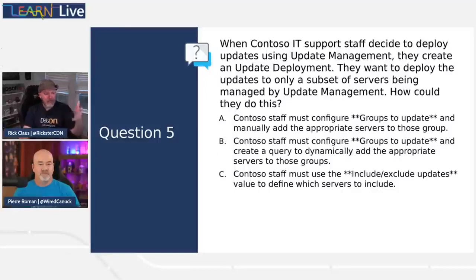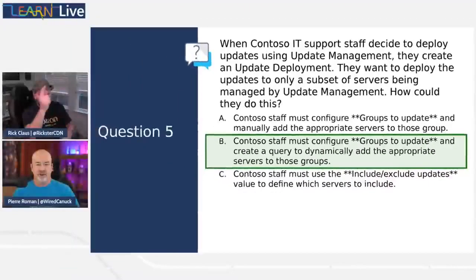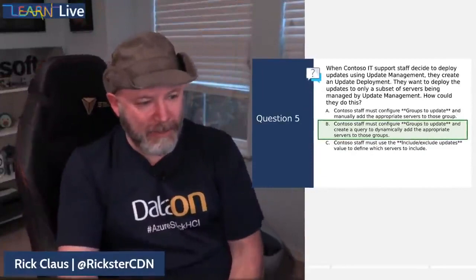So really, out of these three, it looks like B is the only viable option, which is must configure groups to update, dynamically add the appropriate servers to those groups. And the answer is? You are correct, sir. Letter B, for Contoso staff to do those updates and configure them correctly for where they are.